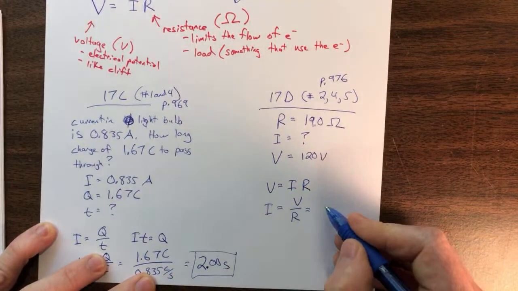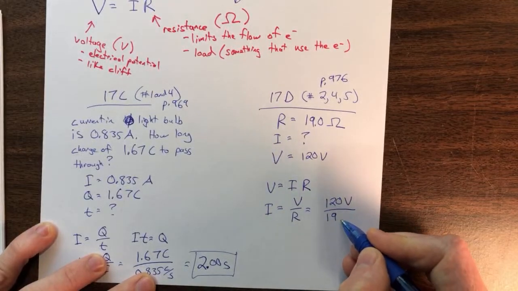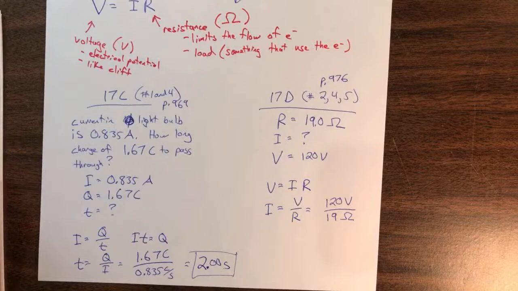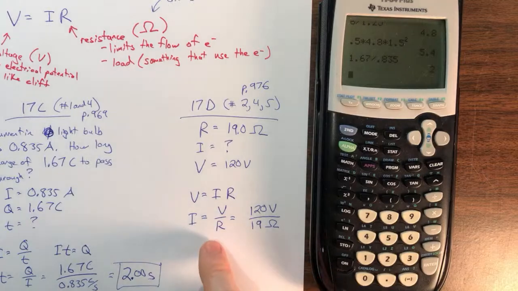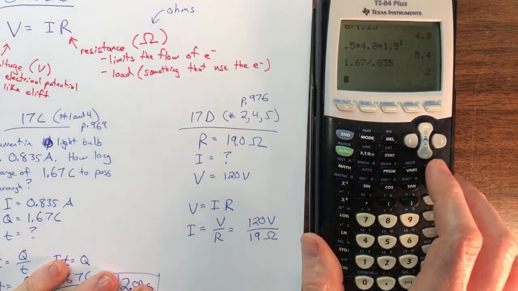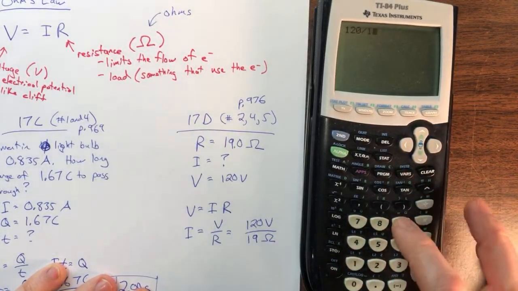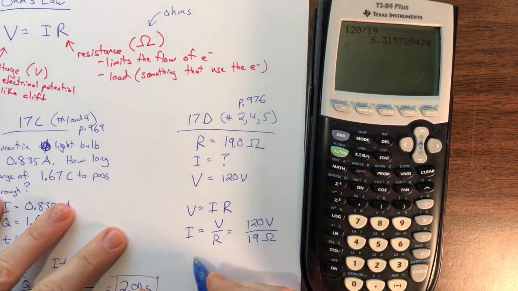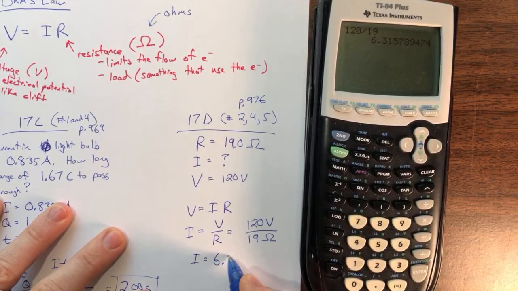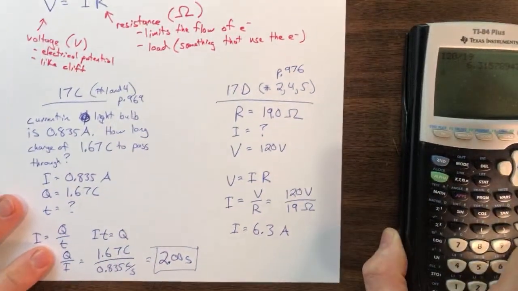Plug in the numbers. V is 120 volts, very standard. Resistance is 19 ohms. And you can see the smaller your resistance, the greater the current and the greater amount of electrical power that we're going to be using. We'll talk about electrical power next time. We have 120 divided by 19 is 6.3. That's a lot of amps. 6.3 amps, or coulombs per second. Okay, which is a lot.